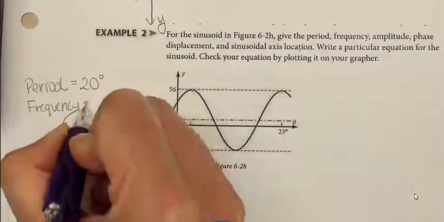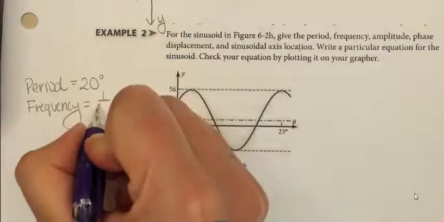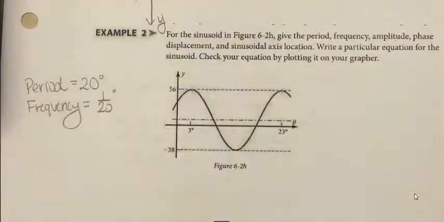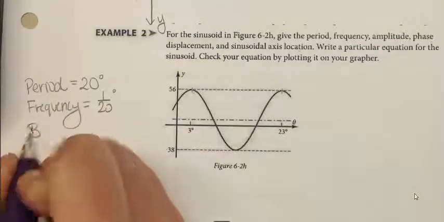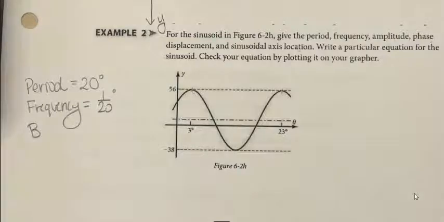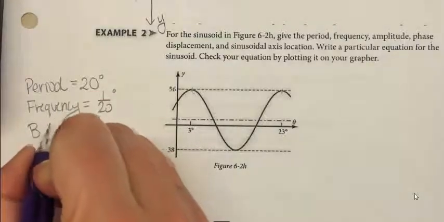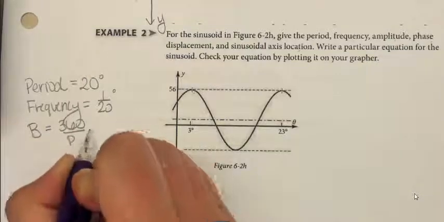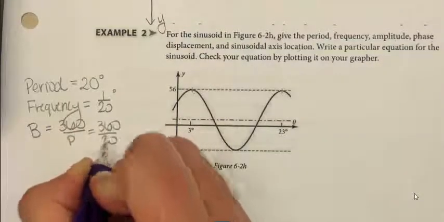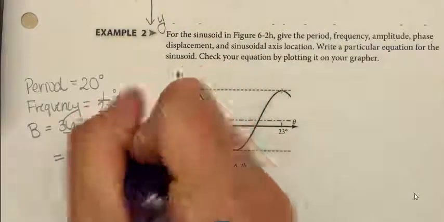is the reciprocal of that, 1/20th of a degree. From there, we can figure out what our B is. If we want to write the particular equation, we're going to actually need B. So B is 360 divided by the period, which is 360 divided by 20. So B gives me 18.